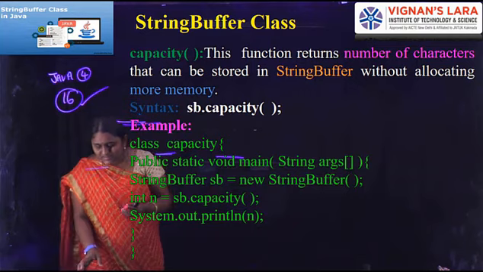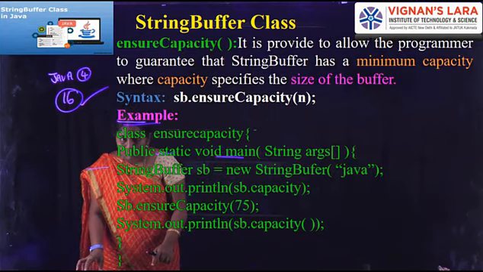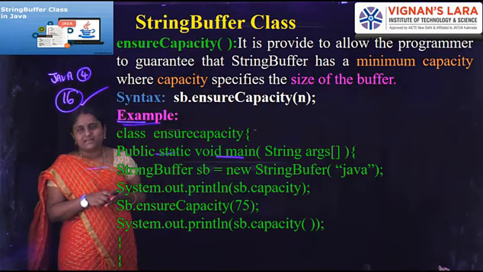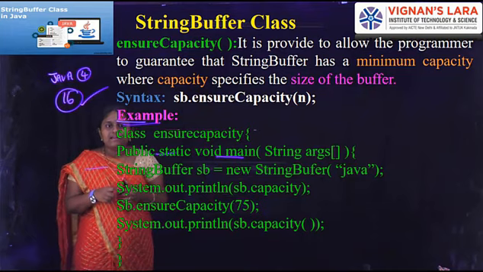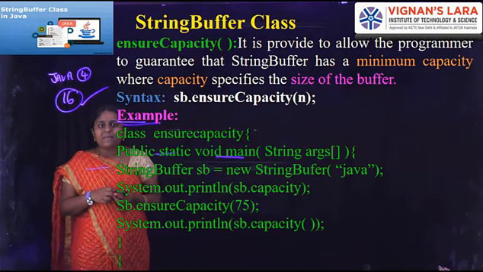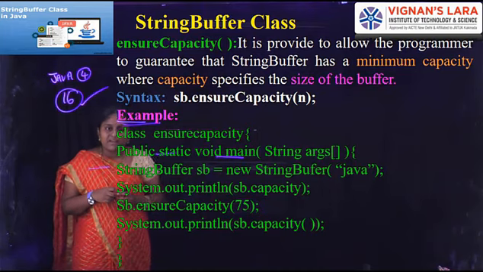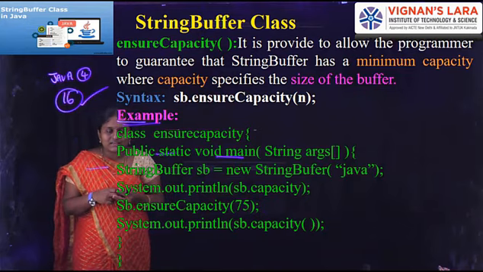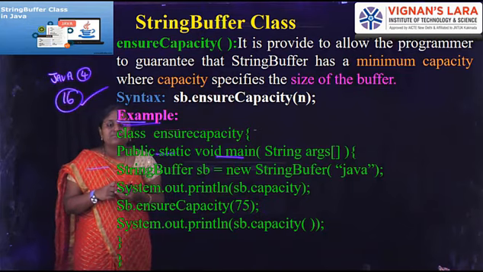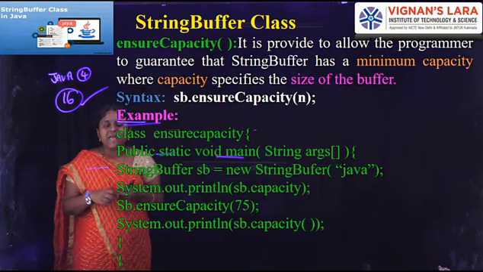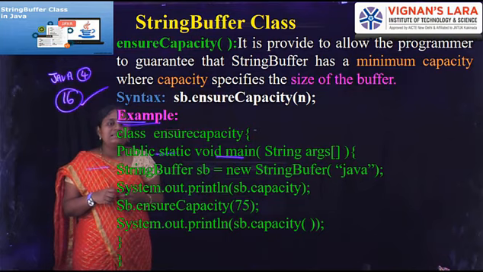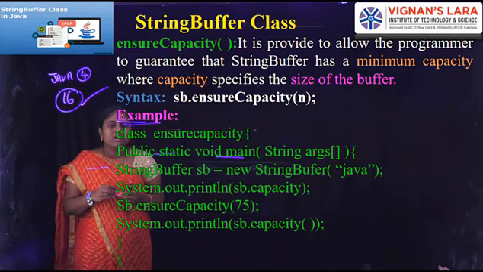Next, I will move to the next method. The next method is ensureCapacity. What is the functionality of ensureCapacity and what is the difference between capacity and ensureCapacity? It is provided to allow the programmer to guarantee that the string buffer has a minimum capacity, whereas capacity specifies the size of the buffer. Here we set the capacity by using the ensureCapacity method. We have to pass one integer type argument. The syntax is sb.ensureCapacity(n), where n is an integer, like 10 or 12.